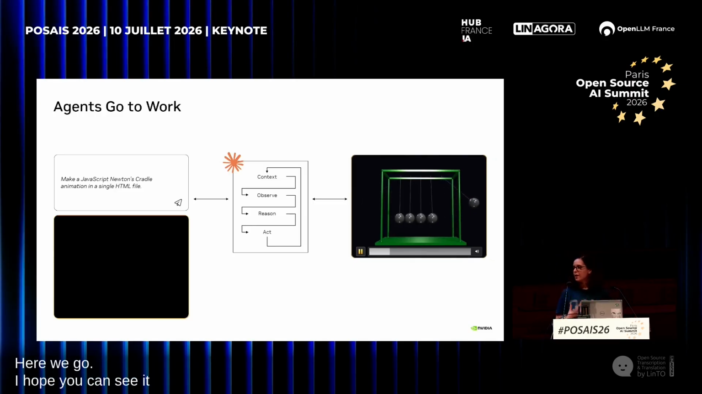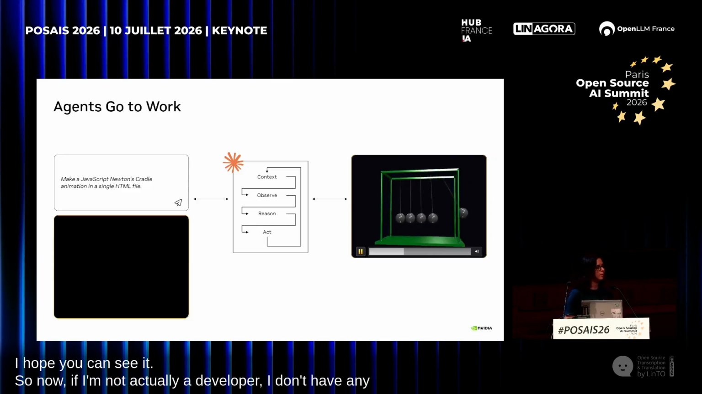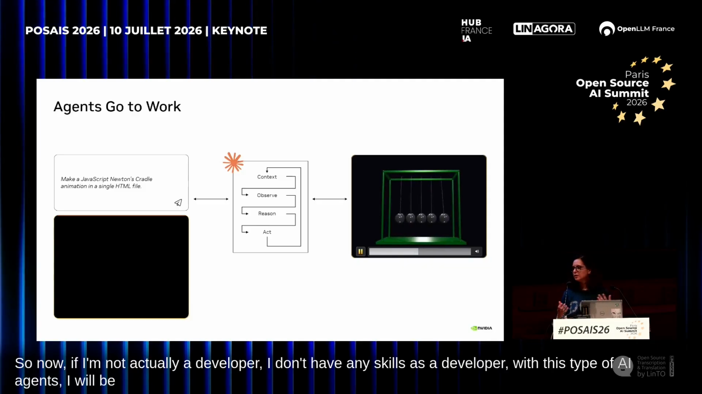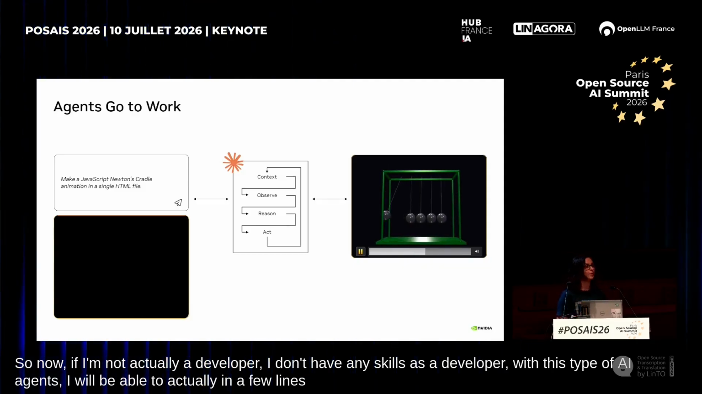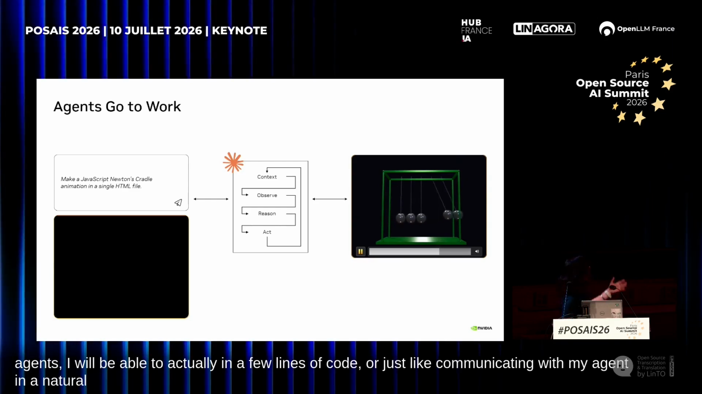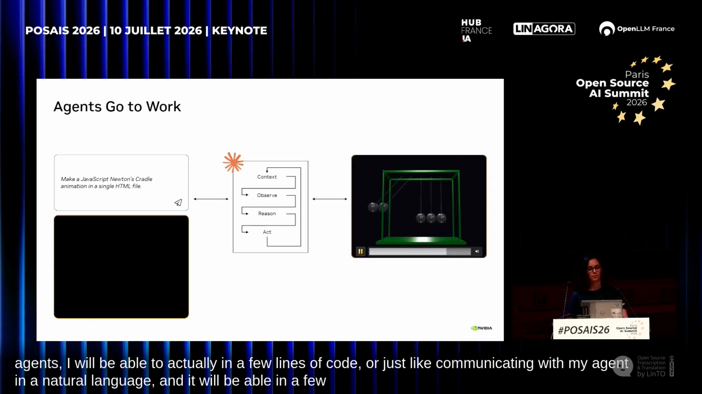So now, if I'm not actually a developer, I don't have any skills as a developer, with this type of AI agents, I will be able to actually, in a few lines of code, or just by communicating with my agent in natural language, generate this type of thing in a few seconds.